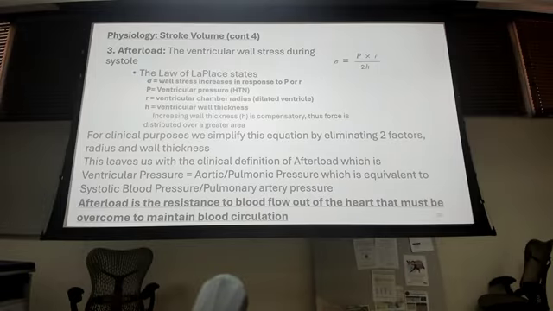Then we talk about afterload, and the afterload concept comes from Laplace's law, but don't memorize this. Basically, afterload in a clinical setting can basically just come down to ventricular pressure, or systemic arterial pressure. Okay. So, what is the pressure in the pulmonary artery? What is the pressure in the aorta and the systemic arteries? That is your afterload. Okay.